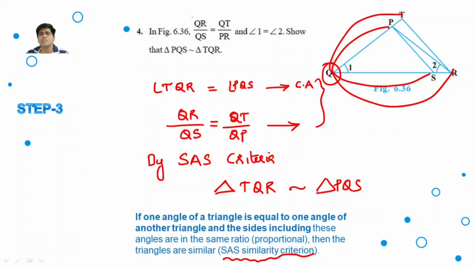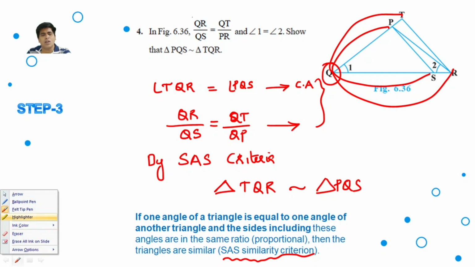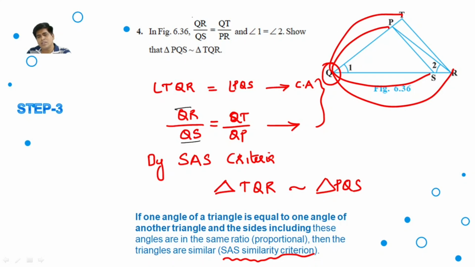After that, come to the third step. One angle is equal and the corresponding sides are proportional. So clearly by SAS criteria, these two triangles are similar. And the order is very, very important here. Just look at the order, whether it is matching or not. QR by QS is the same as QT by QP, so the order is also matching. These two triangles are similar. So that's all about this sum.